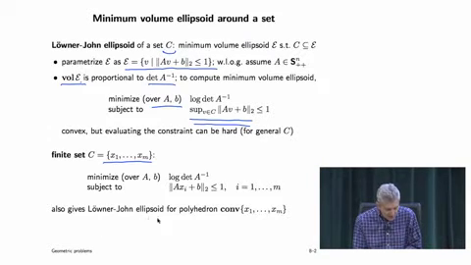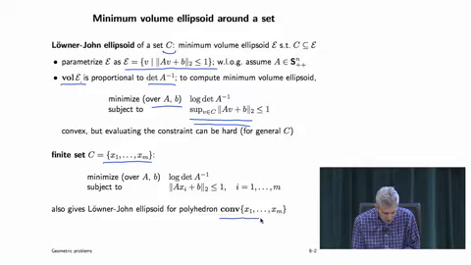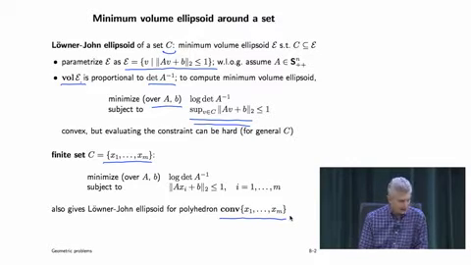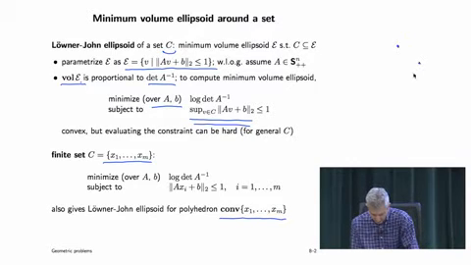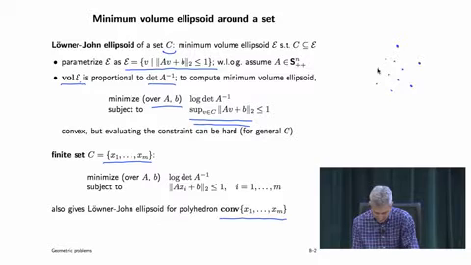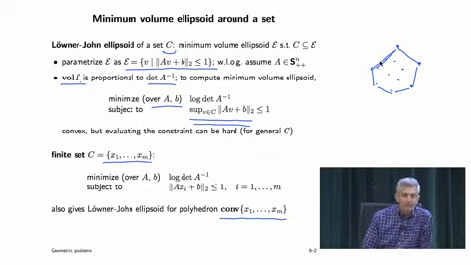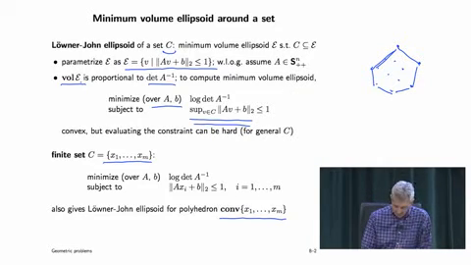And of course, that's the Löwner-John ellipsoid for a polyhedron described by its vertices, right? So what that says is, if I give you a bunch of points like this, and you take the convex hull, then computing the minimum volume ellipsoid that covers that is an entirely tractable convex problem. Okay?